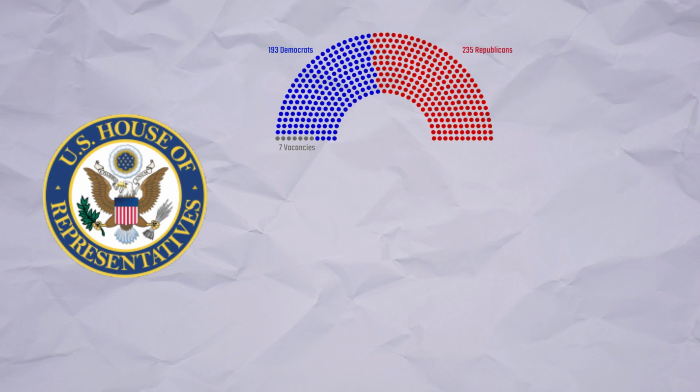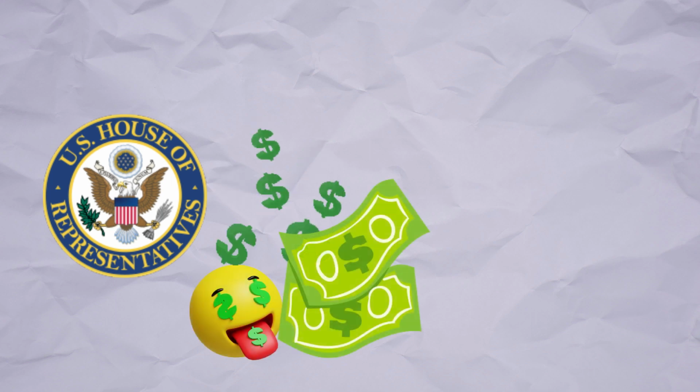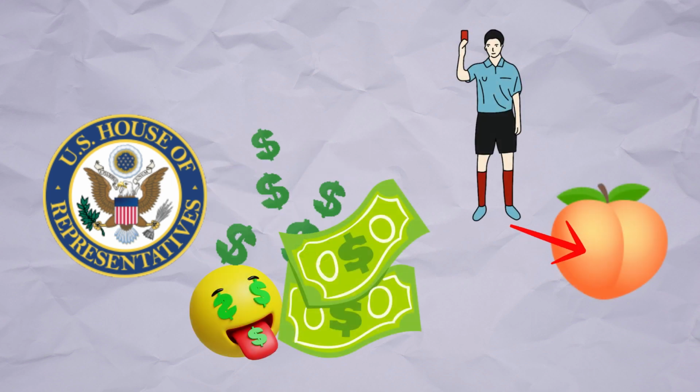The lower house, or House of Representatives, is comprised of representatives who are elected to represent specific districts within a state, with representation based on population. The House of Representatives holds the power to initiate revenue bills and impeach federal officials.